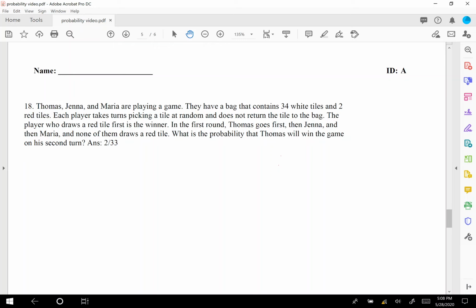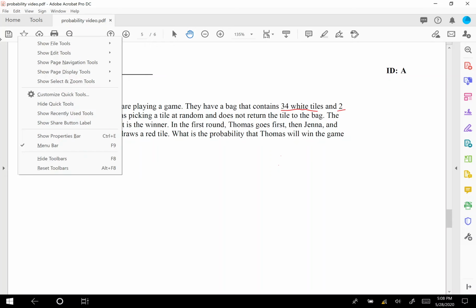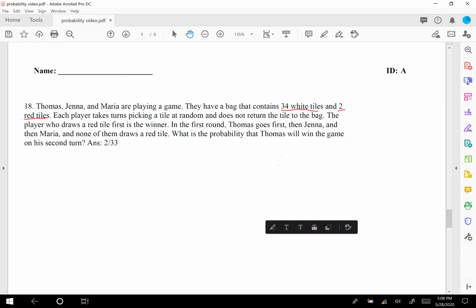It says Thomas, Jenna, and Maria are playing a game. They have a bag that contains 34 white tiles and 2 red tiles. Okay, 2 red tiles. Each player takes turns picking a tile at random and does not return the tile to the bag. The player who draws a red tile first is the winner.